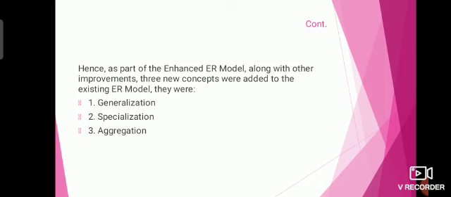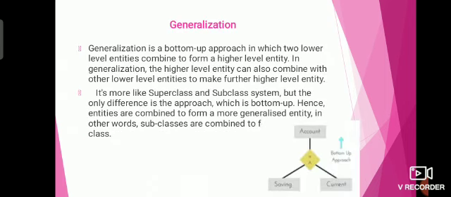Hence, as a part of the enhanced ER model, along with the improvements, some new concepts were added to the existing ER model. They are generalization, specialization and aggregation. First one is generalization. It is the bottom-up approach in which two lower level entities combine to form a higher level entity. In generalization, a higher level entity can also combine with other lower level entities to make a further higher level entity. It is more like the superclass and subclass system, but the only difference is the approach. Here the approach is bottom-up.